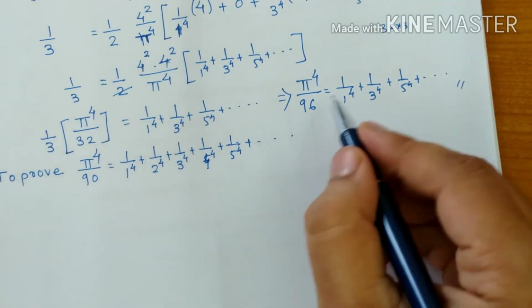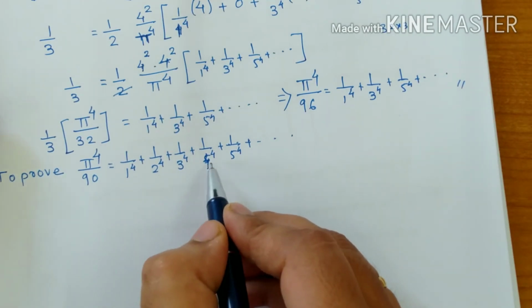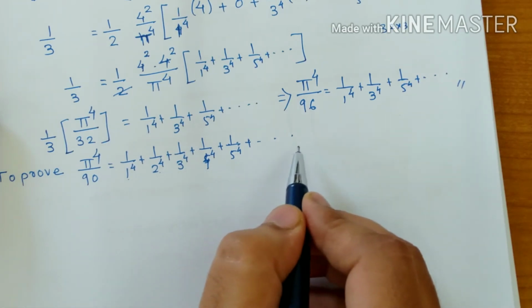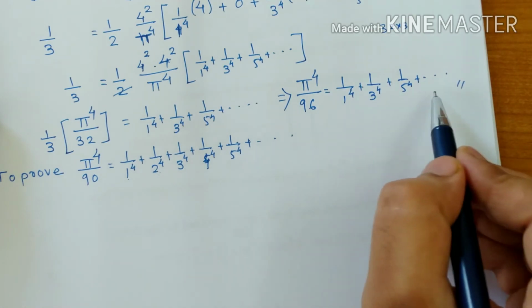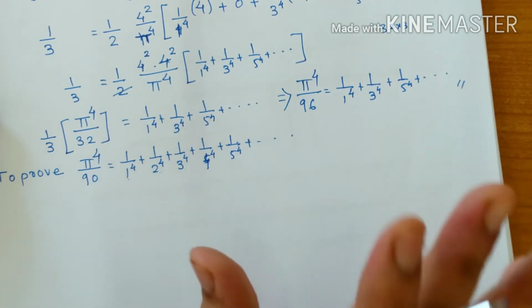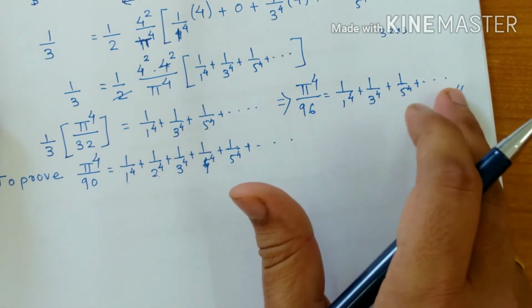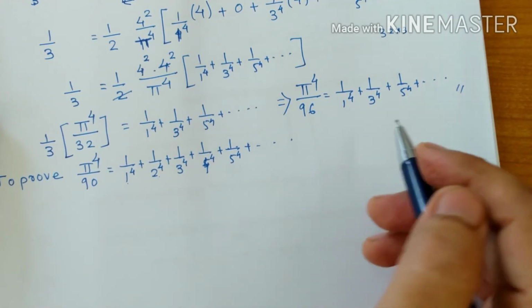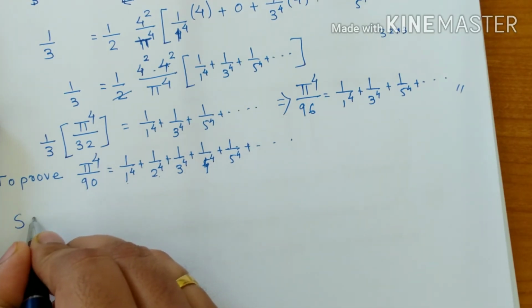Now just compare these two. Here we have 1 upon 1 raised to 4, 2 raised to 4, 3 raised to 4, 4 raised to 4, 5 raised to 4. That means even and odd places, all the terms are present, and here only odd terms are present, 1, 3, 5 like that. That means here n will be 1, 2, 3, 4, 5 like this, and here n is 1, 3, 5. Now to prove this, we just call the right hand side of this as say capital S.